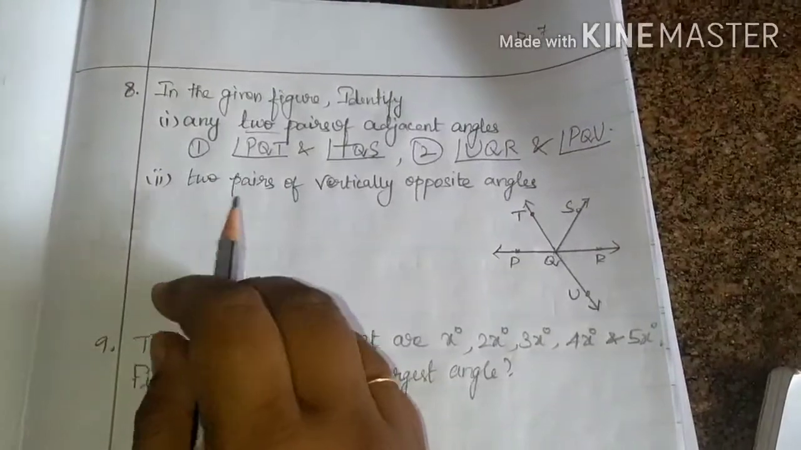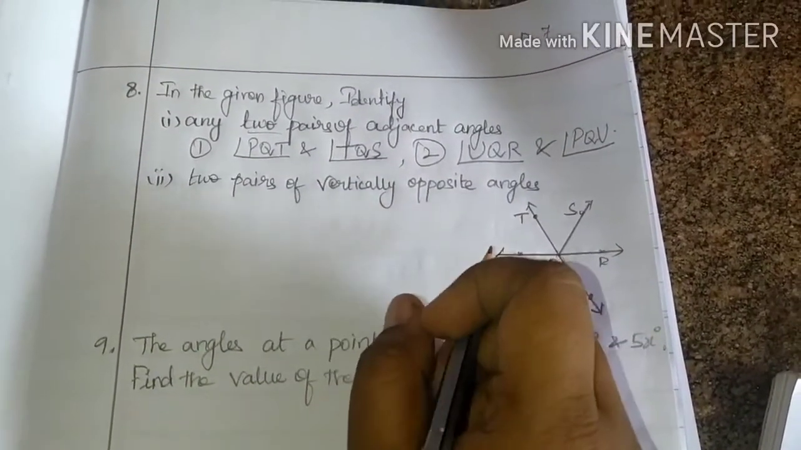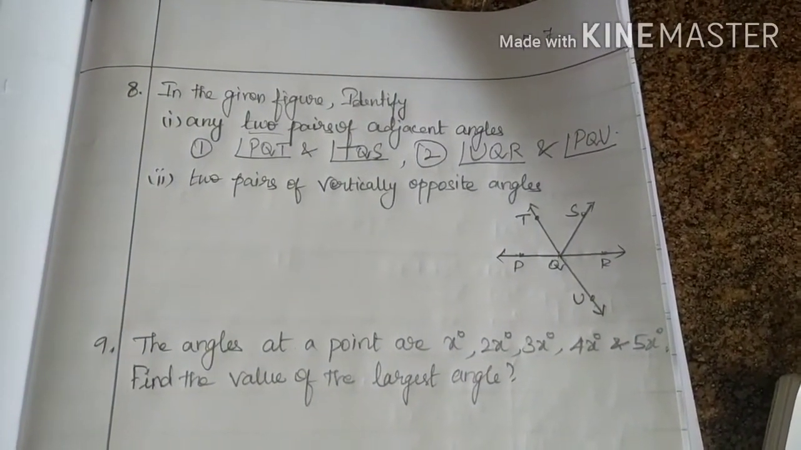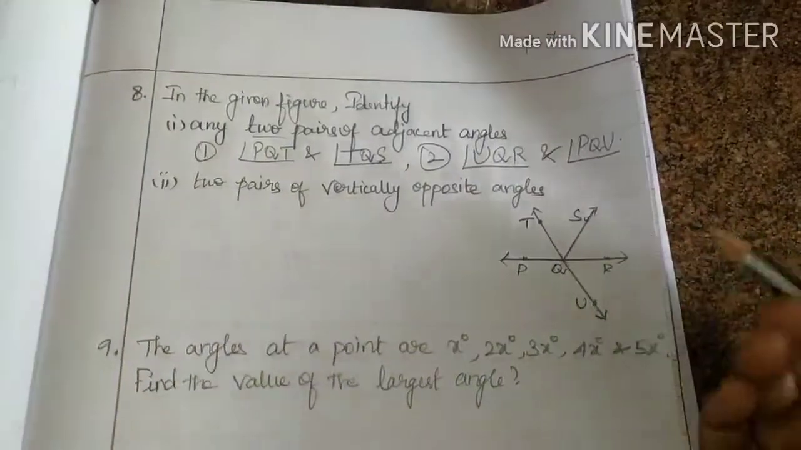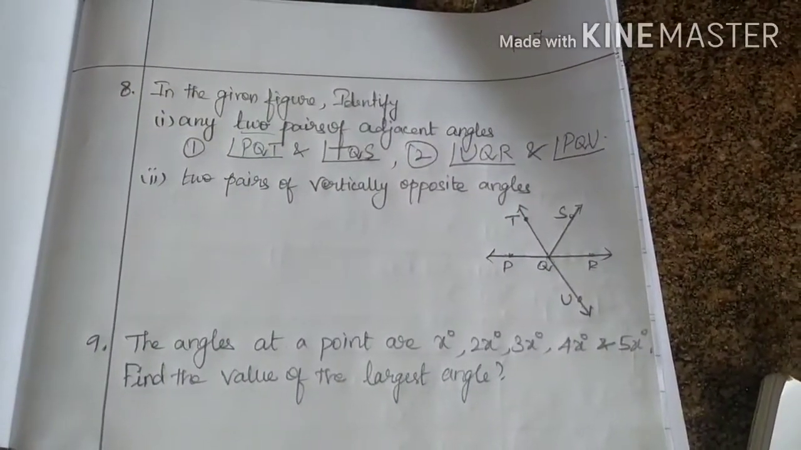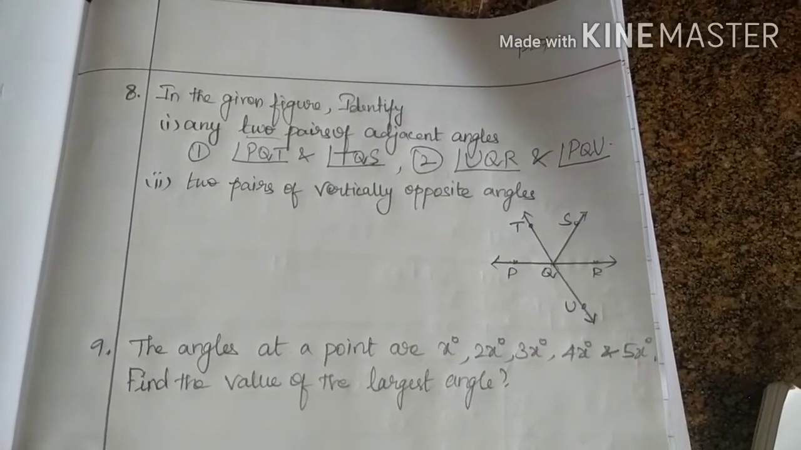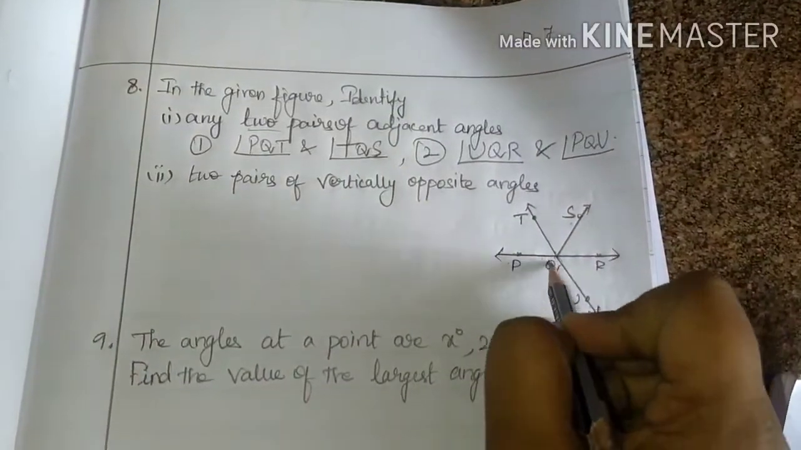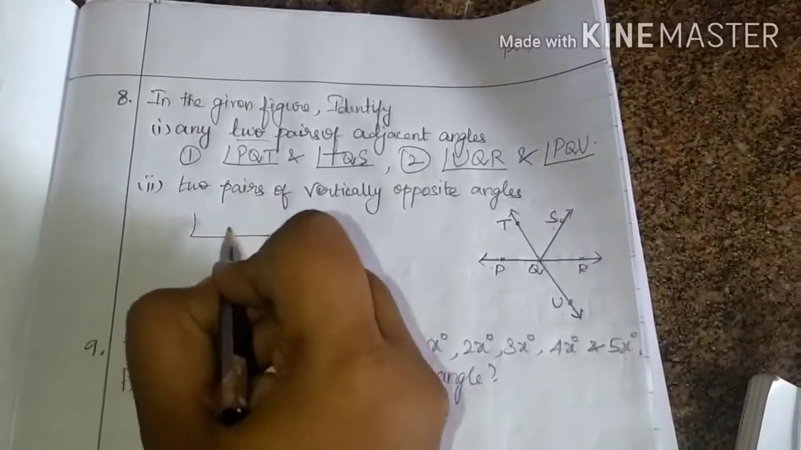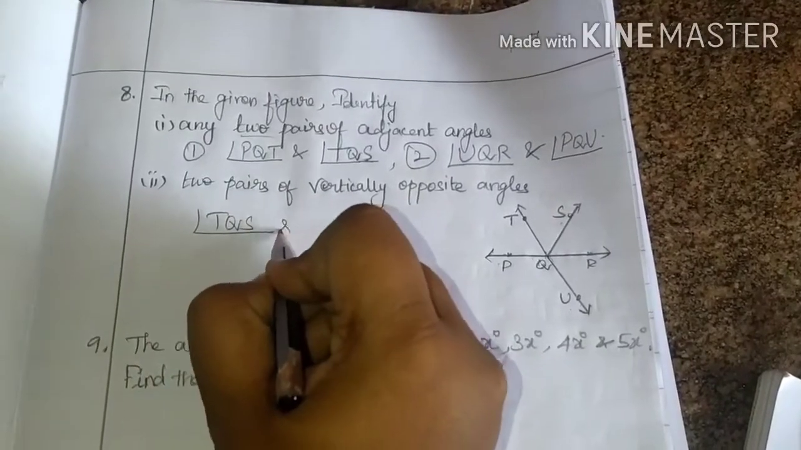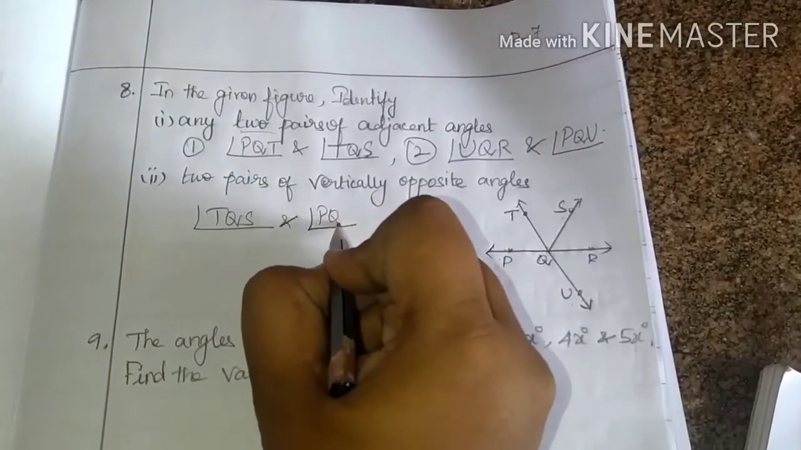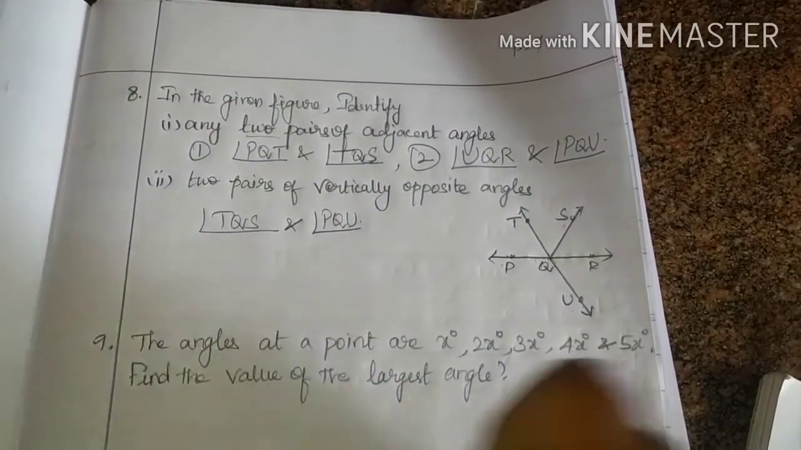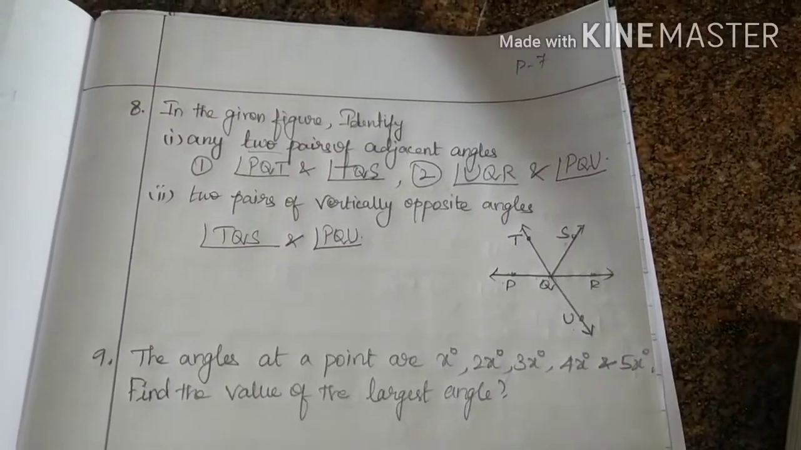So next is 2 pairs of vertically opposite angles. 2 pairs of vertically opposite angles they asked. Vertically opposite. One angle should be above and the other angle below. That is called vertically opposite angles. Shall we do that? Here you write angle TQS and PQU. TQS and PQU.